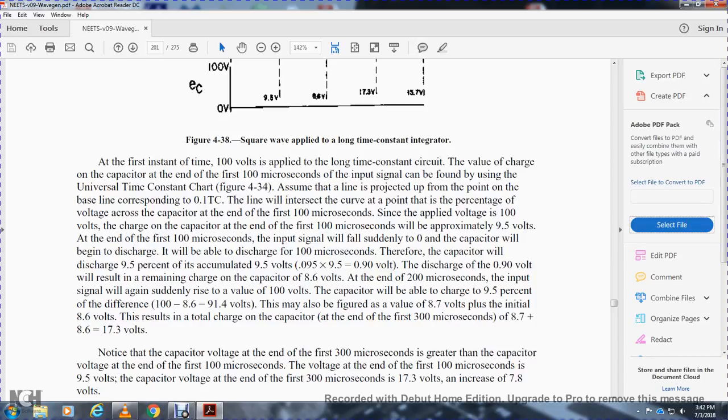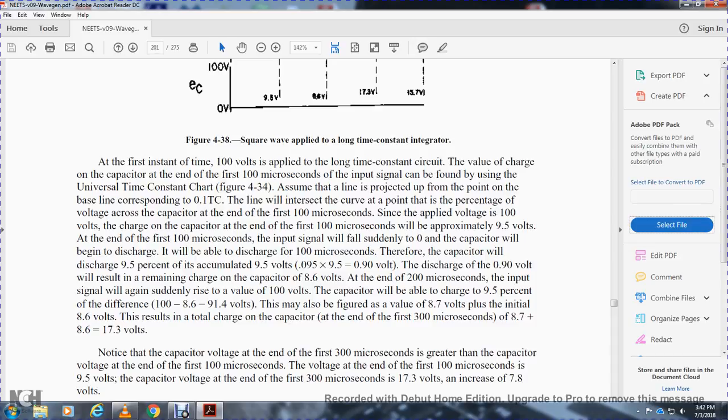At the end of 100 microseconds, the input signal falls suddenly to zero and the capacitor will begin to discharge. For the 100 microseconds, the capacitor will discharge 9.5% of the accumulated 9.5 volts, or 0.9 volts. Discharge of the 0.9 volts leaves a remaining charge on the capacitor of 8.6 volts. At the end of 200 microseconds, the input signal will again suddenly rise to 100 volts. The capacitor will be able to charge 9.5% of the difference, 100 minus 8.6, or 91.4 volts.